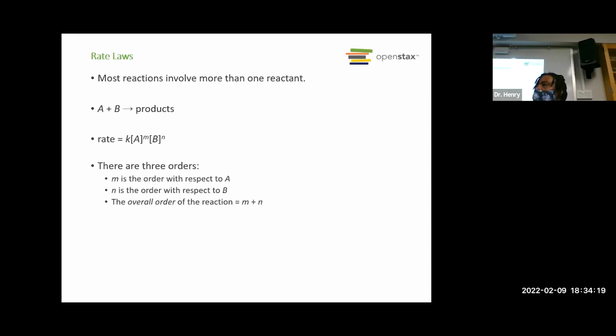A lot of times we're going to deal with reactions that involve more than one reactant. Those are called bimolecular reactions, which basically means more than one. In that case, the rate law is going to be written like this. There are three orders that are going to be talked about. The first is the order for the first reactant. We're going to find the order for the second reactant. And then we're going to find the order for the total reaction, which is just the sum of the order of the first and the second.